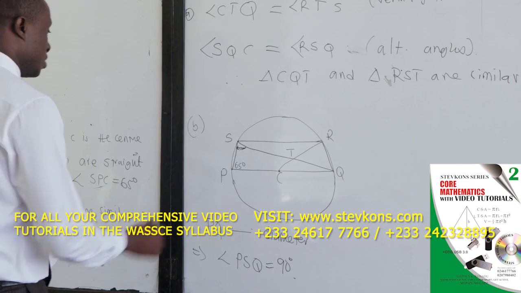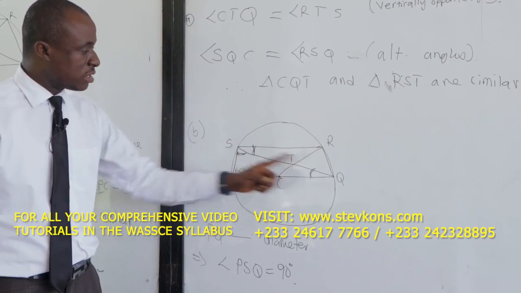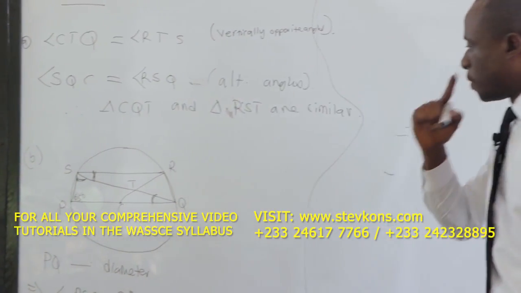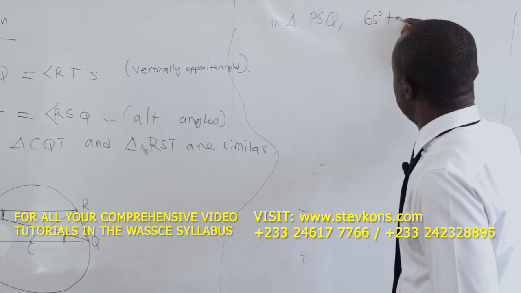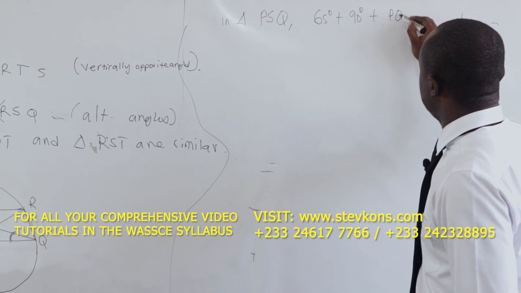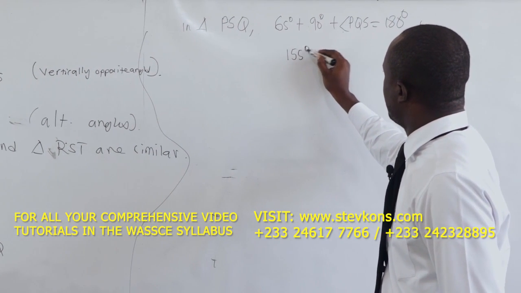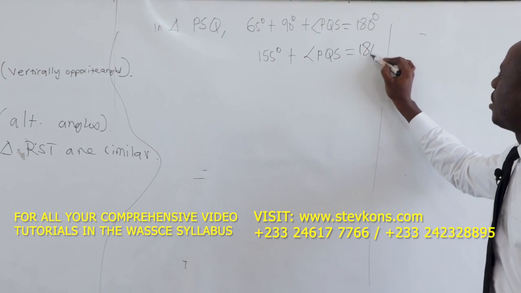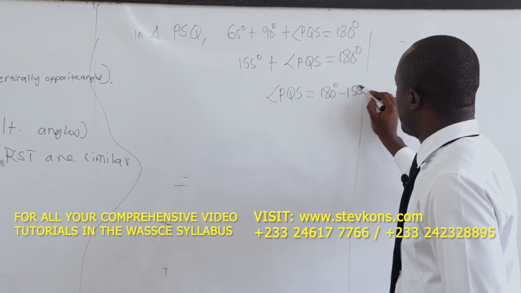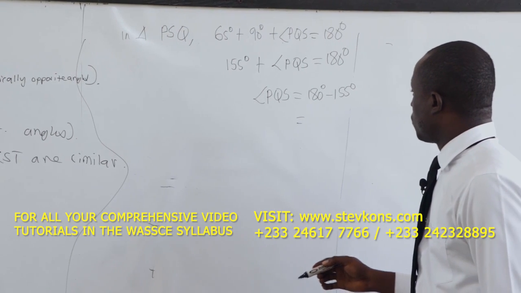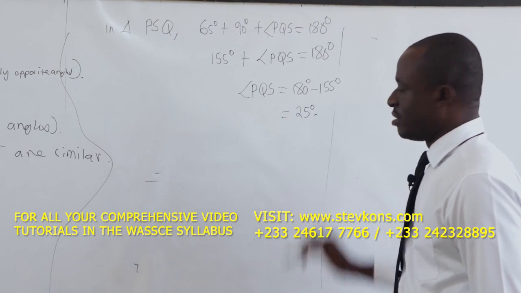Now the first one says you should find RSQ. You want to find the angle over here. Clearly the angle over here alternates with the angle over there. So the sum of angles in the triangle, considering PSQ as a triangle, will be equal to 180 degrees. So in triangle PSQ, 65 degrees plus 90 degrees plus PQS equal to 180 degrees. Now 65 plus 90 is 155 degrees. So PQS equal to 180 degrees minus 155 degrees, which is 25 degrees.